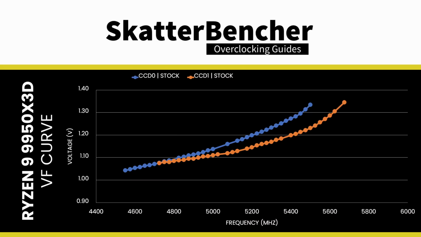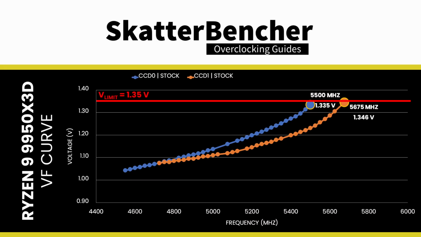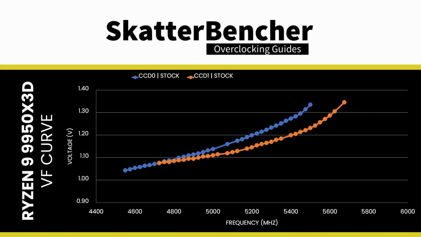Although it's not obvious from the VF curve, the maximum allowed voltage is 1.35 volts when all cores are active. The Precision Boost 2 algorithm utilizes the VF curve to find the maximum possible frequency at 1.35 volts. With the default curve, that's 5500 MHz for CCD0 and 5675 MHz for CCD1. As I showed just a couple of minutes ago, we can use the Fmax boost override tool to increase the Fmax by another 200 MHz. That further extends the default VF curves. Note that all other Precision Boost rules still apply.